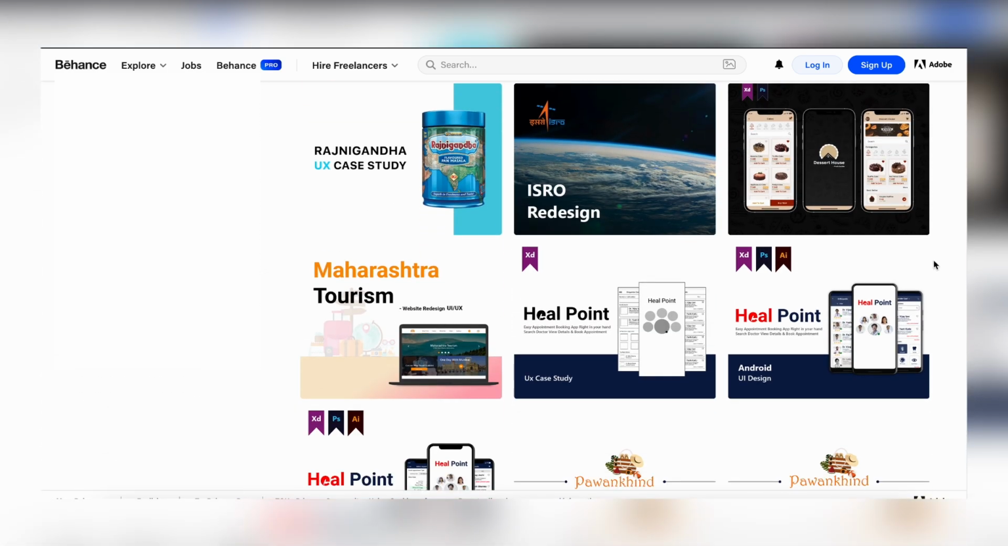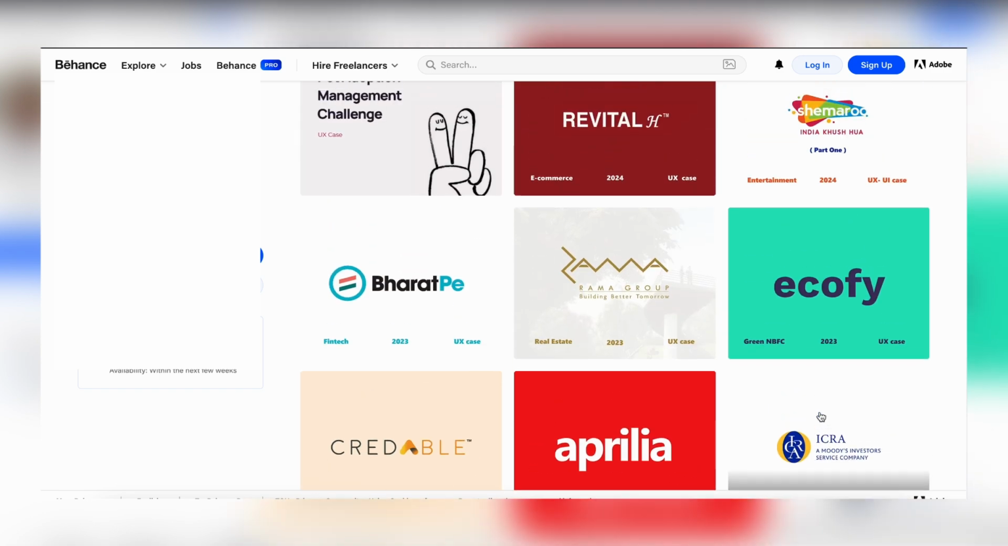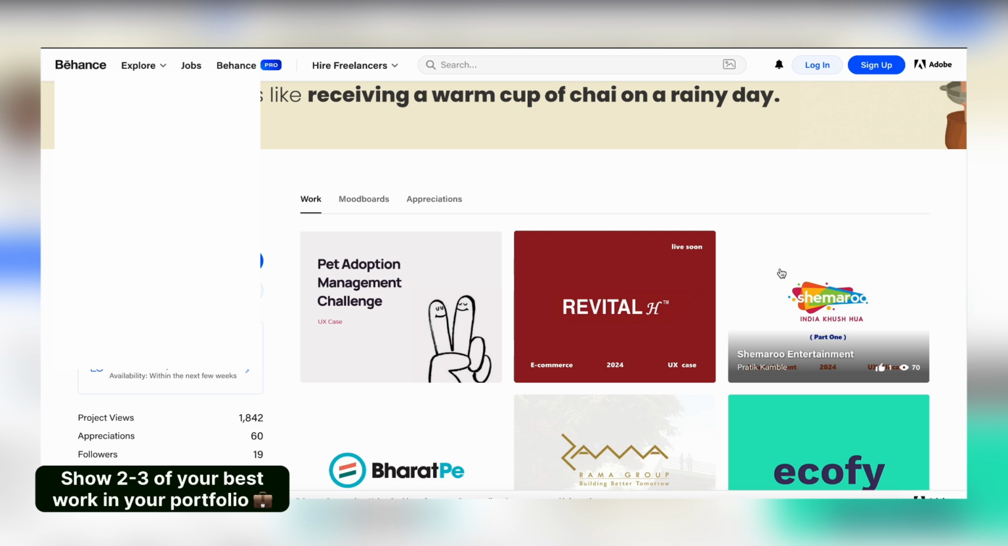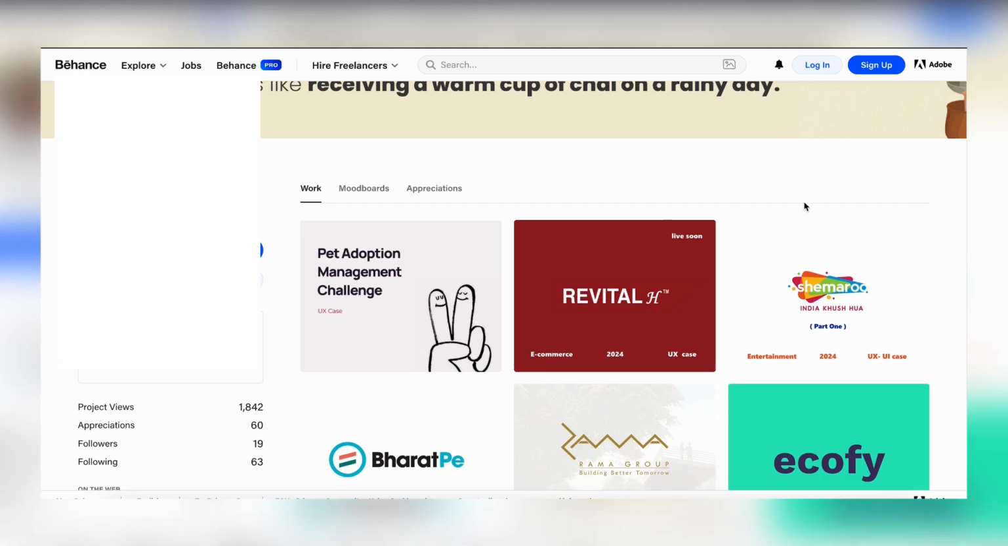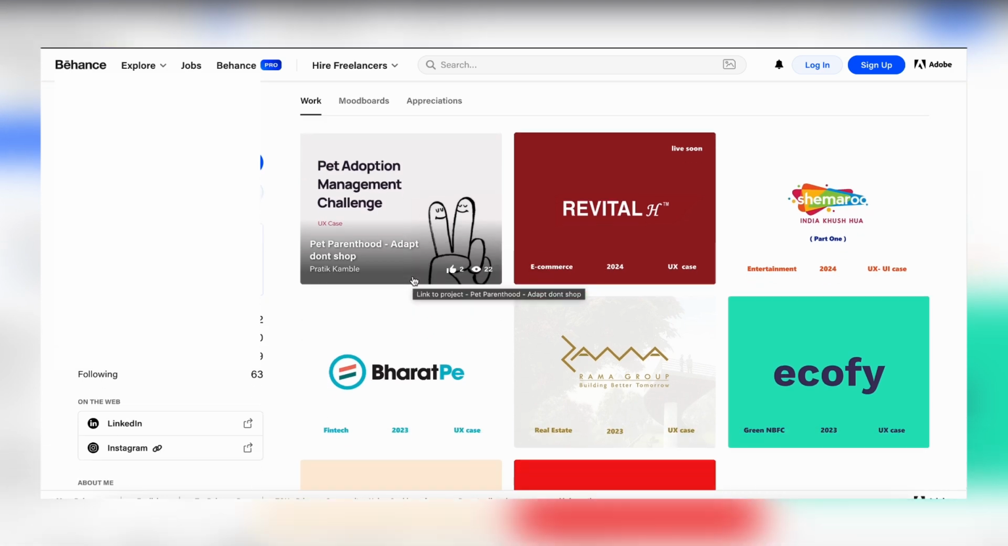Because if I scroll, I can see these 3 projects, they look the same to me. Why are they 3 different pieces over here? They should just be one. Similarly with this. So just add 2 to 3 of your main projects over here and give them a nice thumbnail where I can see the logo, what you did, and what the project is about. Like maybe a one line like Pet Adoption Management Challenge. This is a good title, so I understand what the subject is about.